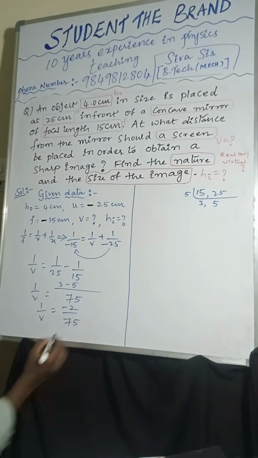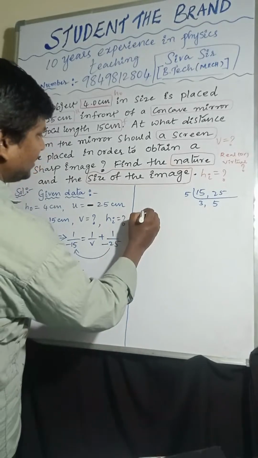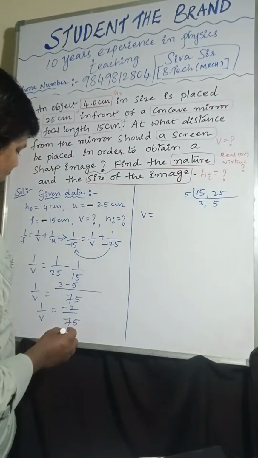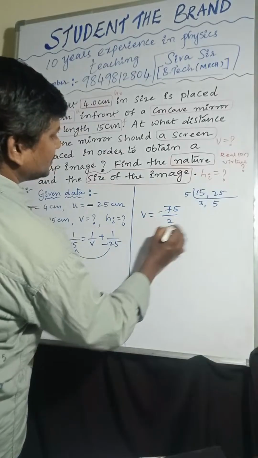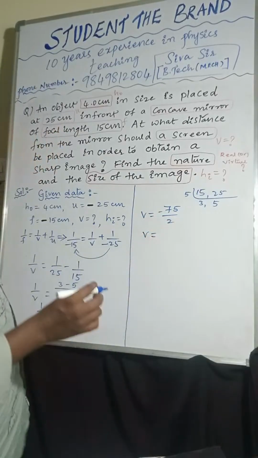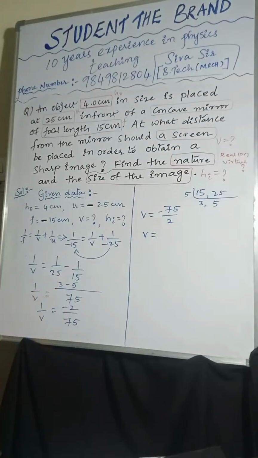Now we want the v value. So from this, v equals the reverse, 75 by 2. So 75 by 2, how much? Can anyone say? 75 by 2.